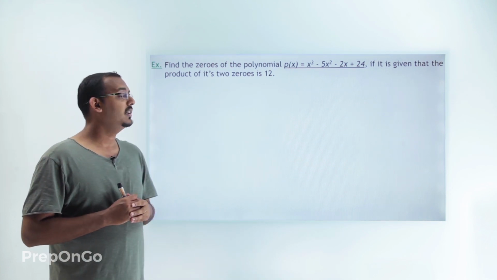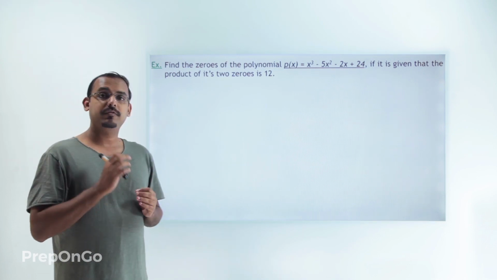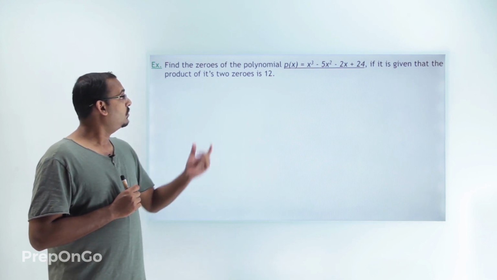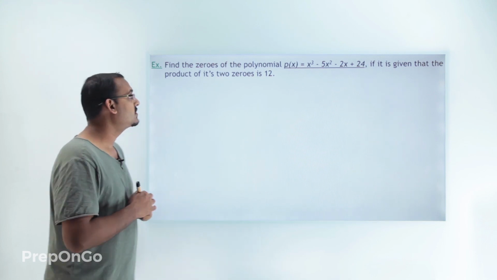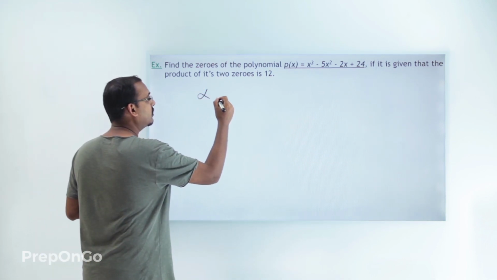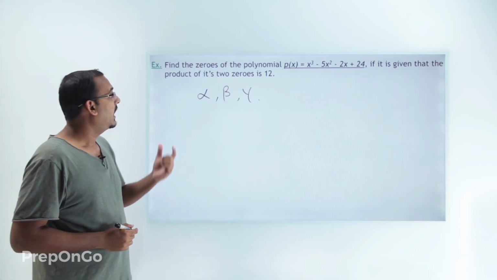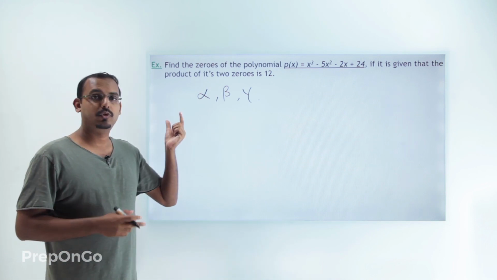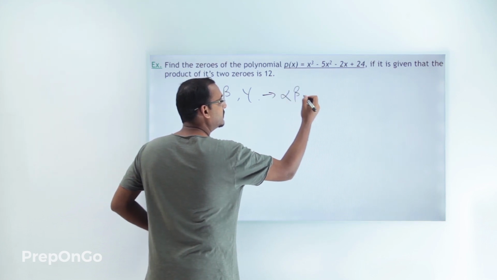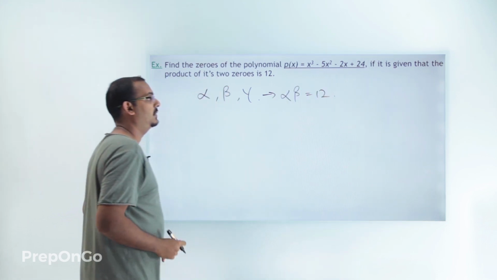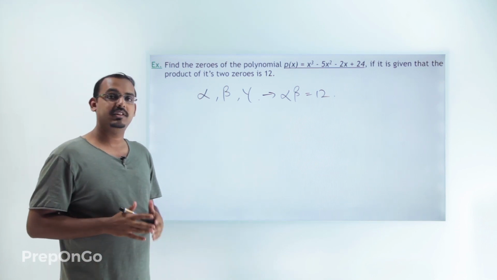Now this is a polynomial of degree 3, right? So there are going to be at least 3 zeros of this given polynomial. The product of any two of those has been given to us as 12. So let's assume the 3 zeros of this polynomial to be alpha, beta and gamma, and that the product of alpha and beta, which is alpha beta, is equal to 12, right? This is the information that has been given to us in the question.